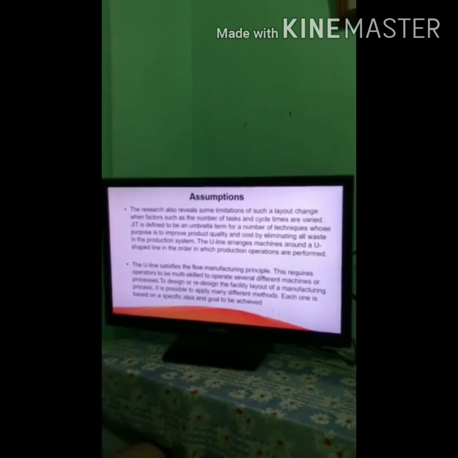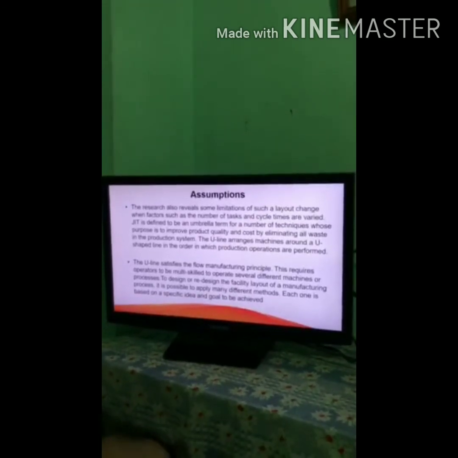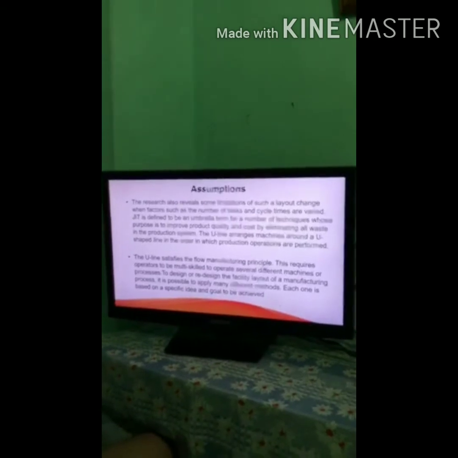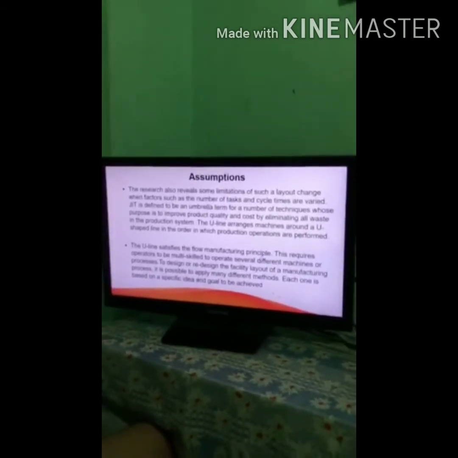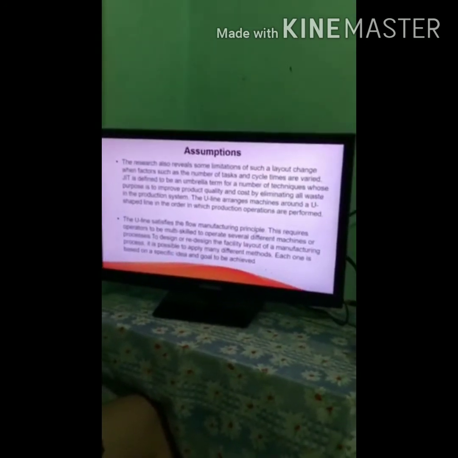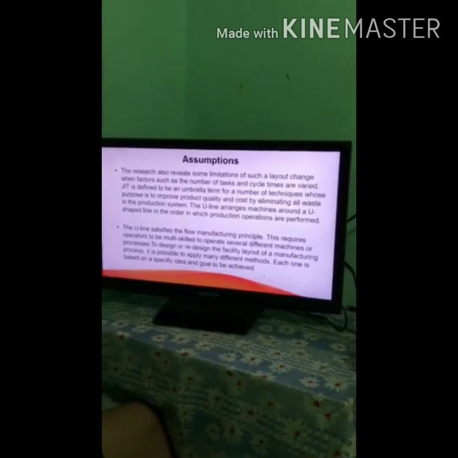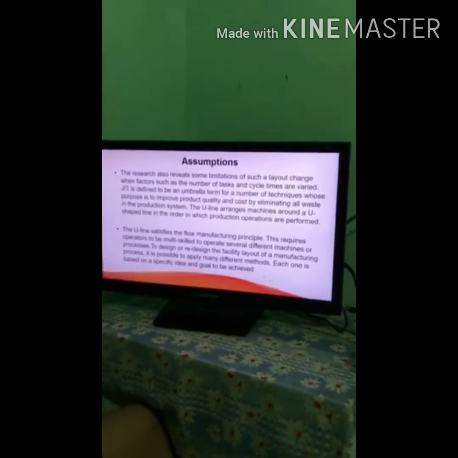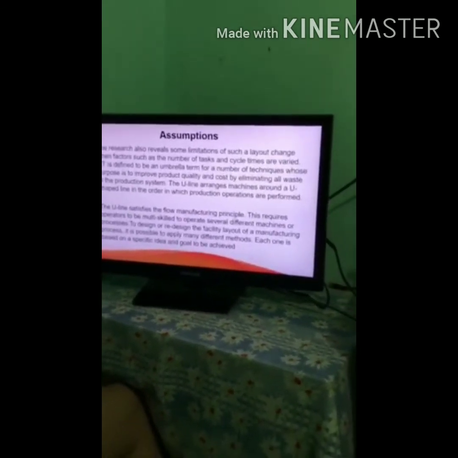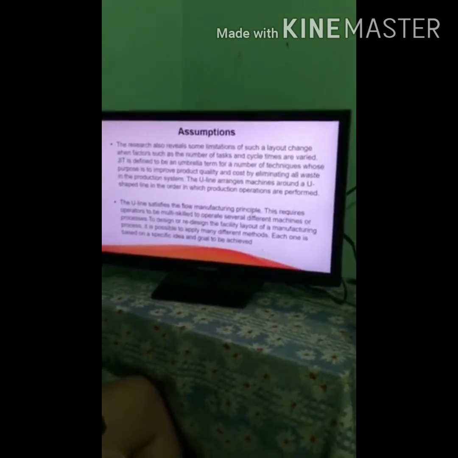So this U-line, to design or redesign the facility layout of manufacturing process, it is possible to apply many different methods. Each one is based on a specific idea and goal to be achieved. So we consider this U-line so that the company will focus more on producing the number of their products. So they also eliminate all their waste. So next.